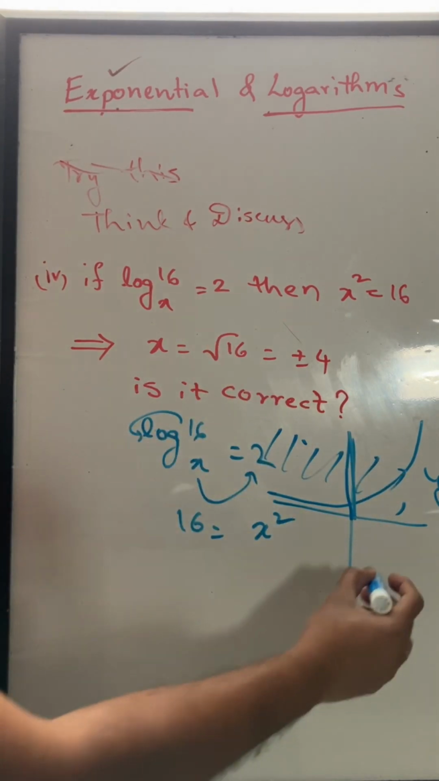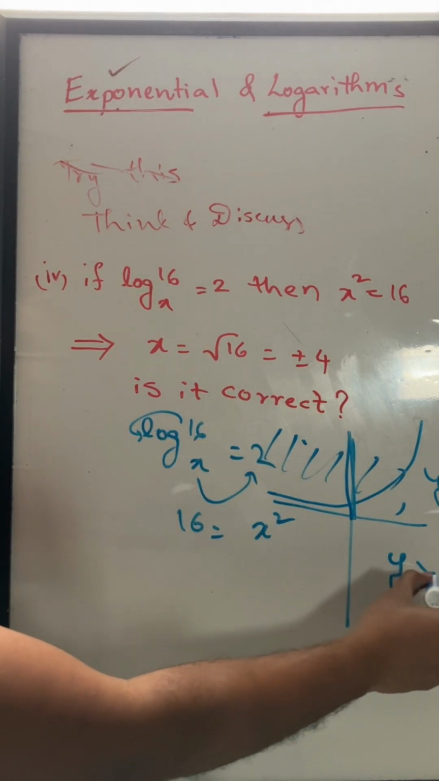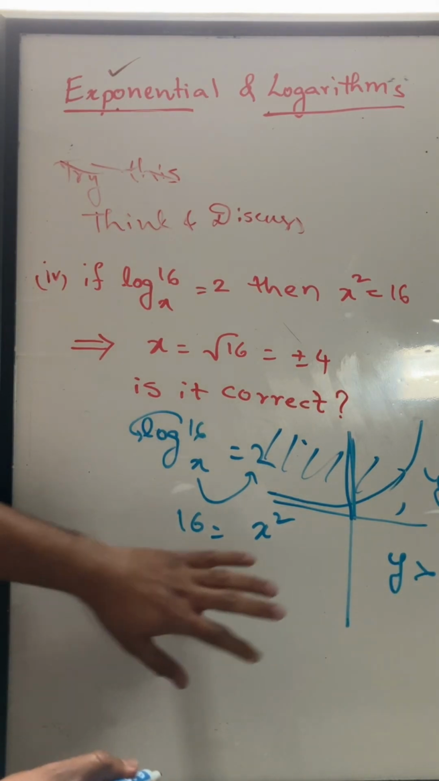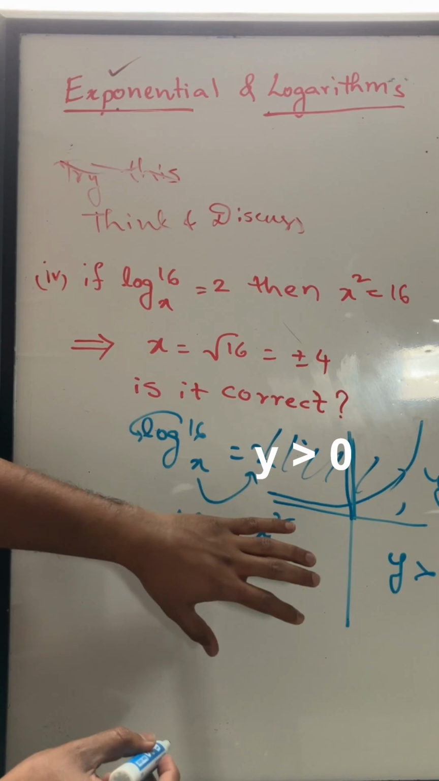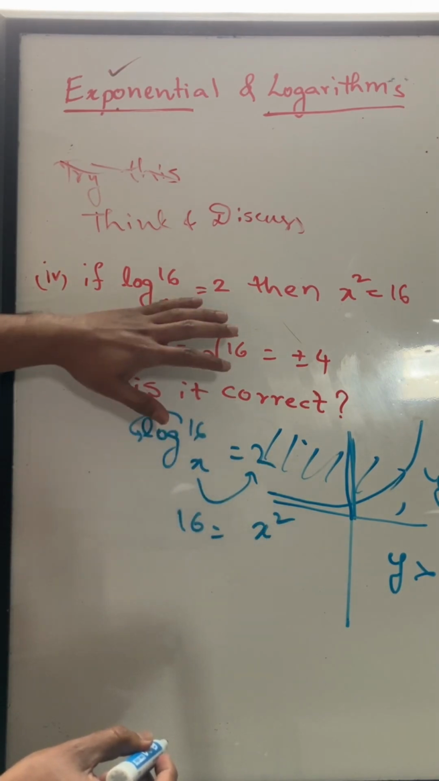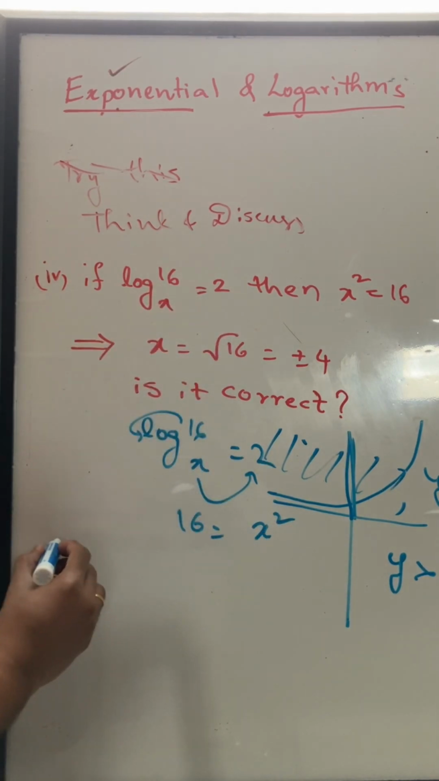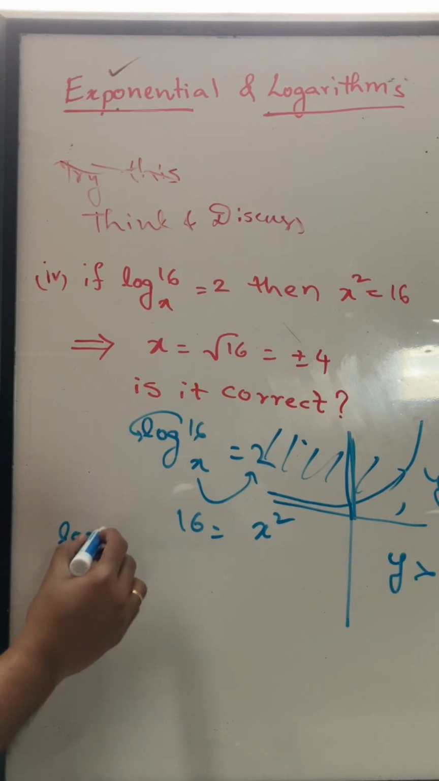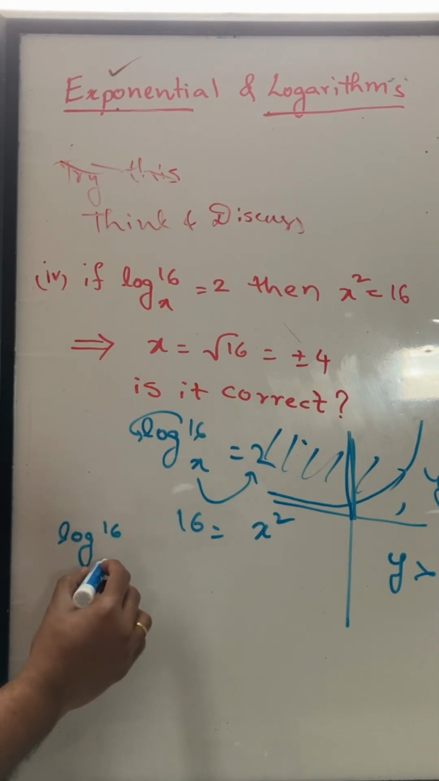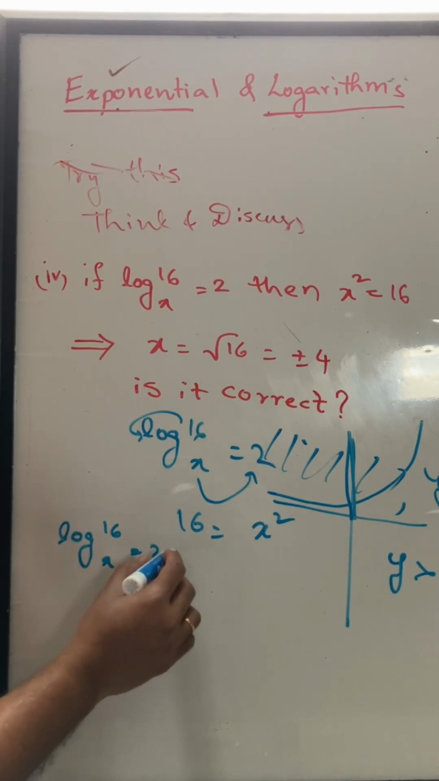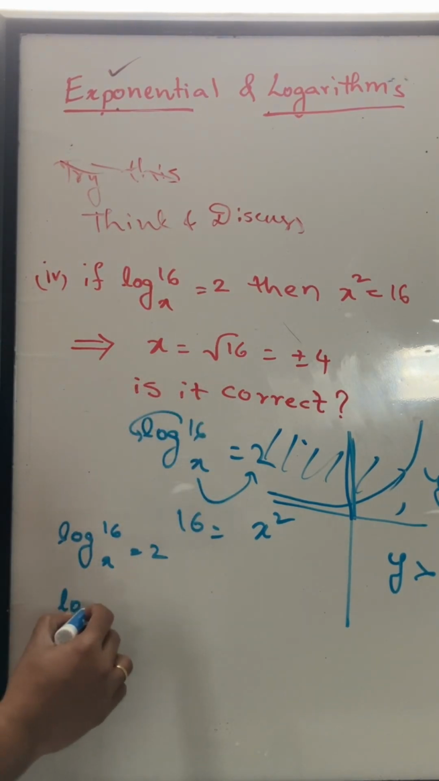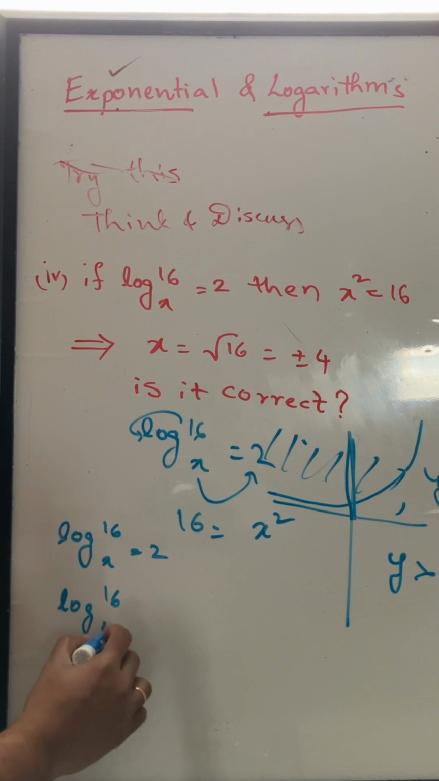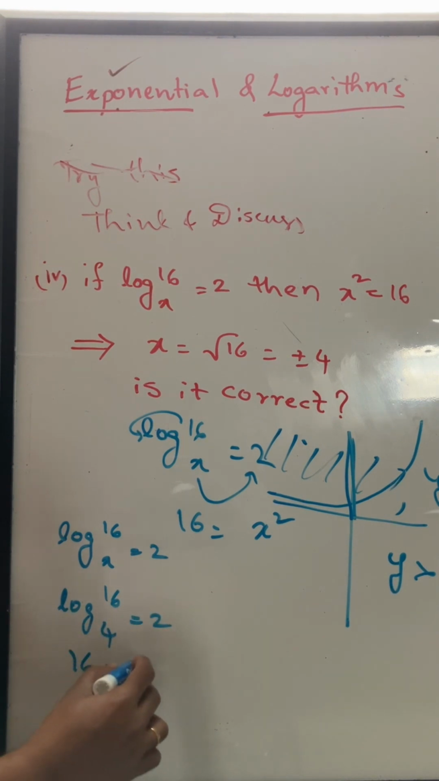Good. Let's write that one. How do we write it mathematically? y is always greater than 0 in logarithms. So let's take this one. When we say log 16 base x equal to 2, here we are telling that negative and positive both are good. So let's take positives: 16 equal to 4 square.